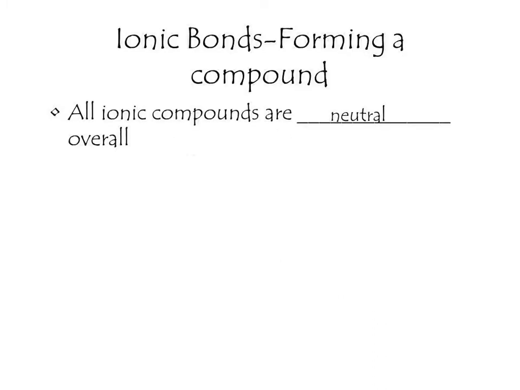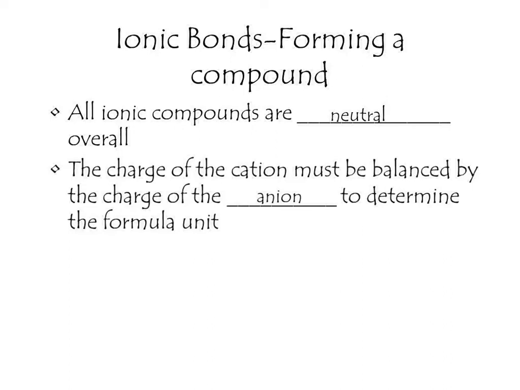So what you need to know is that all ionic compounds are neutral overall. That means that the positive and the negative charges must cancel each other out. That means you have to have the same number of positive charges as there are negative charges.